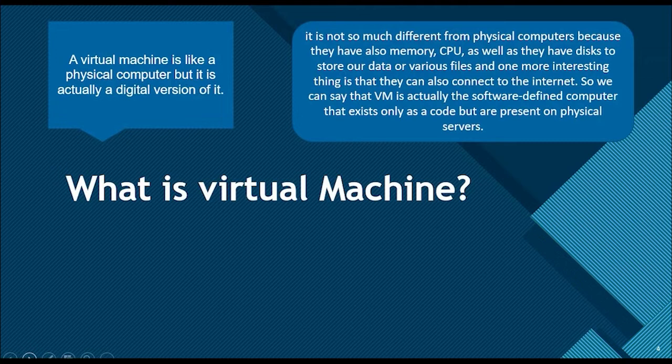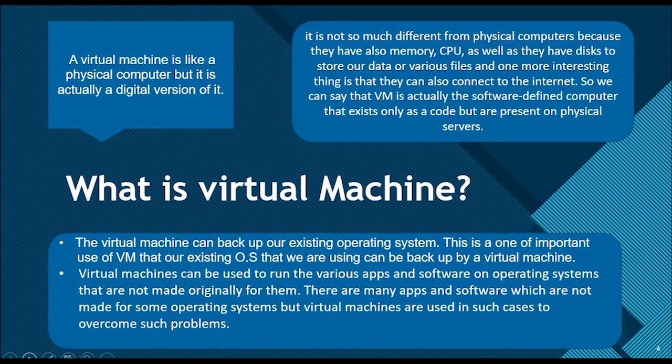So we can say that a VM is actually a software defined computer that exists only as code but is present on a physical server. So what are the benefits of virtual machines? A virtual machine can back up our existing operating system. This is one of the important uses of VM, that our existing OS can be backed up by a virtual machine. A virtual machine can be used to run various apps and software on an operating system that they were not originally made for. There are many apps and software which are not made for some operating systems, but virtual machines are used in such cases to overcome this problem.